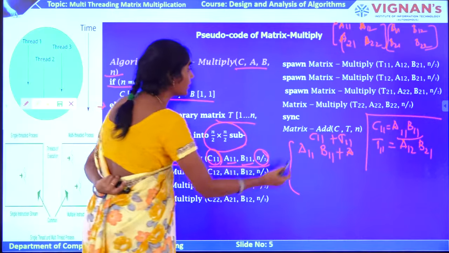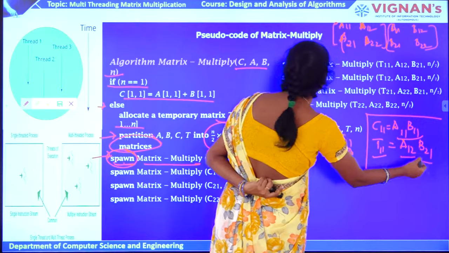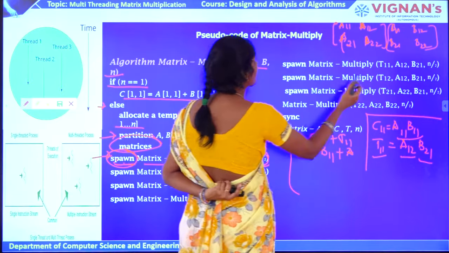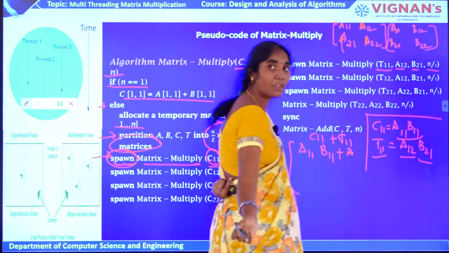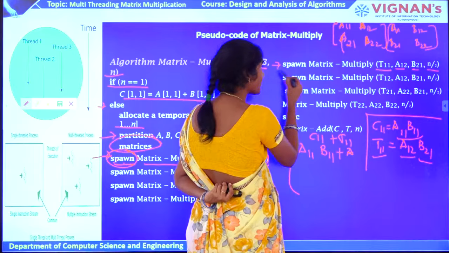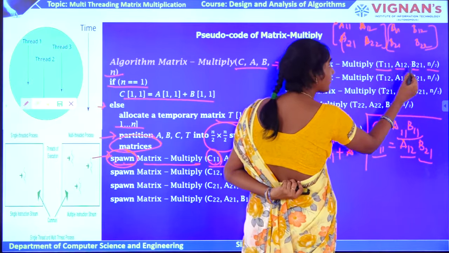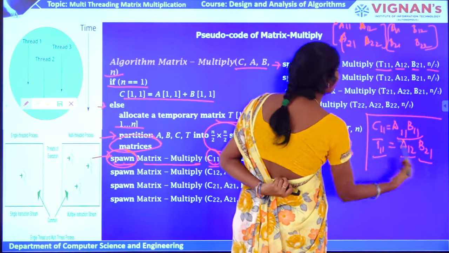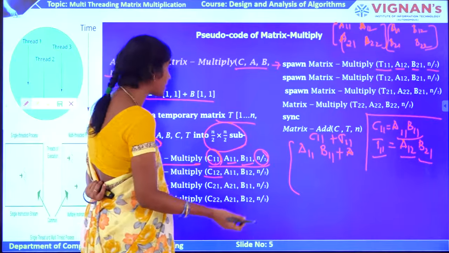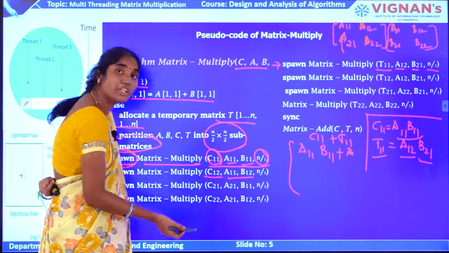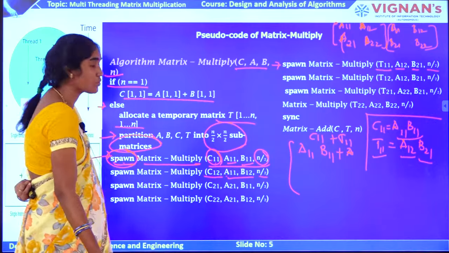Now the next one, let us consider this one. T11, A12, B21, right. So spawn matrix multiply T11, A12, B21, n by 2. To measure this T11, I am multiplying A12 into B21. In the same manner, in order to measure C12, what am I multiplying? A11 into B12. So A11, B12, n by 2, the size is decreased to n by 2.